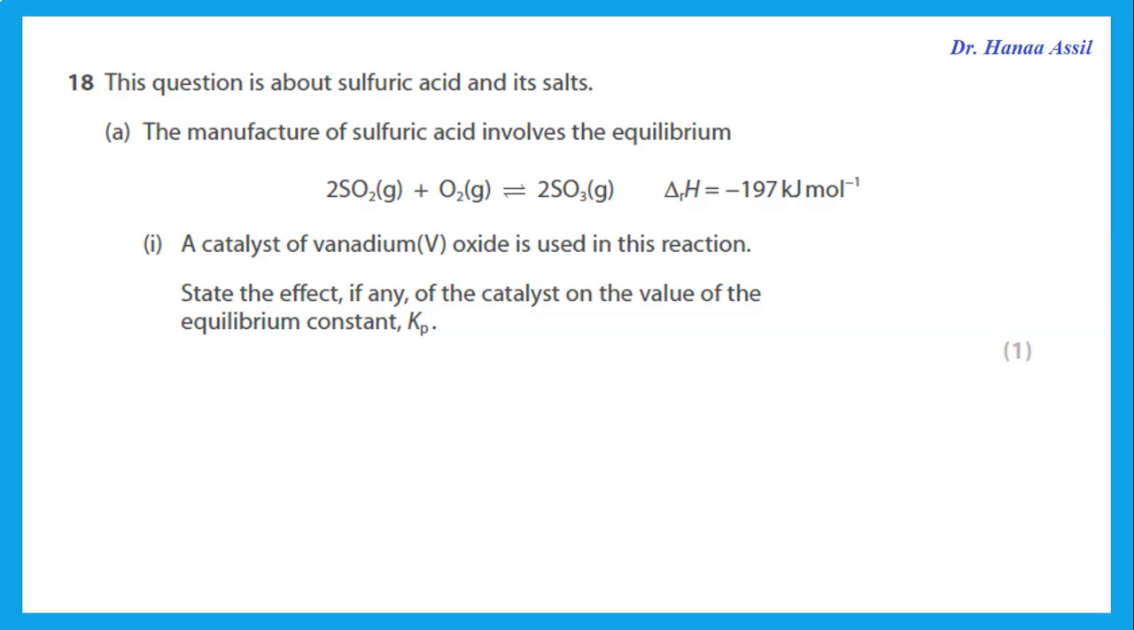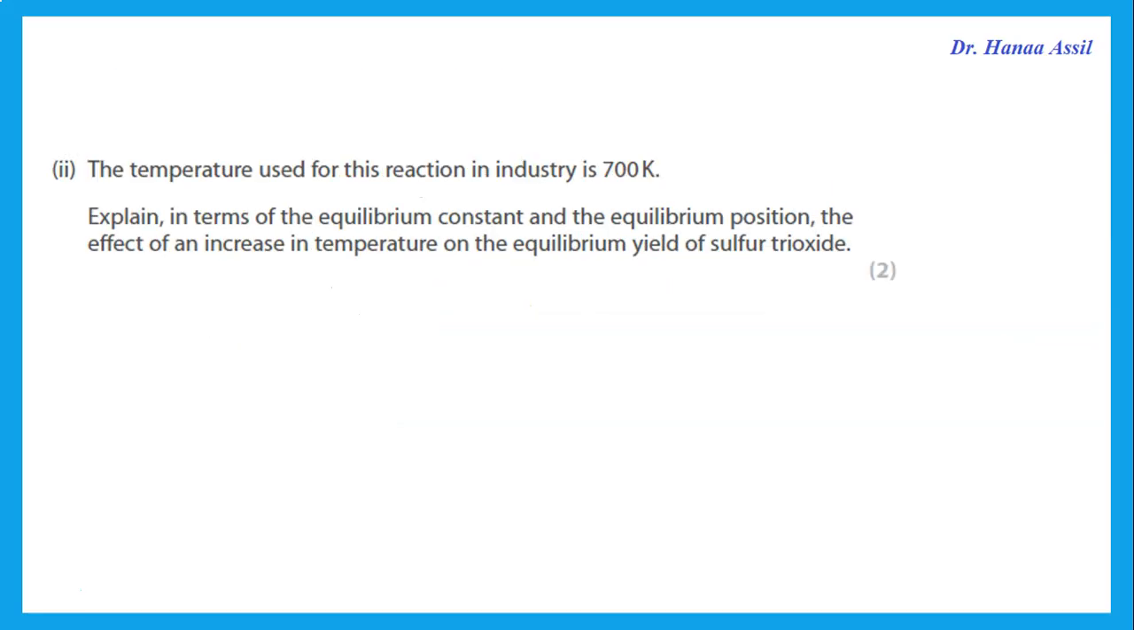So a catalyst, if I use a catalyst, would that affect the Kp? Well, it would not affect the Kp. Remember that the catalyst speeds up both forward and backward reactions, so it has no effect on the yield. The temperature used for this reaction in industry is 700 K.